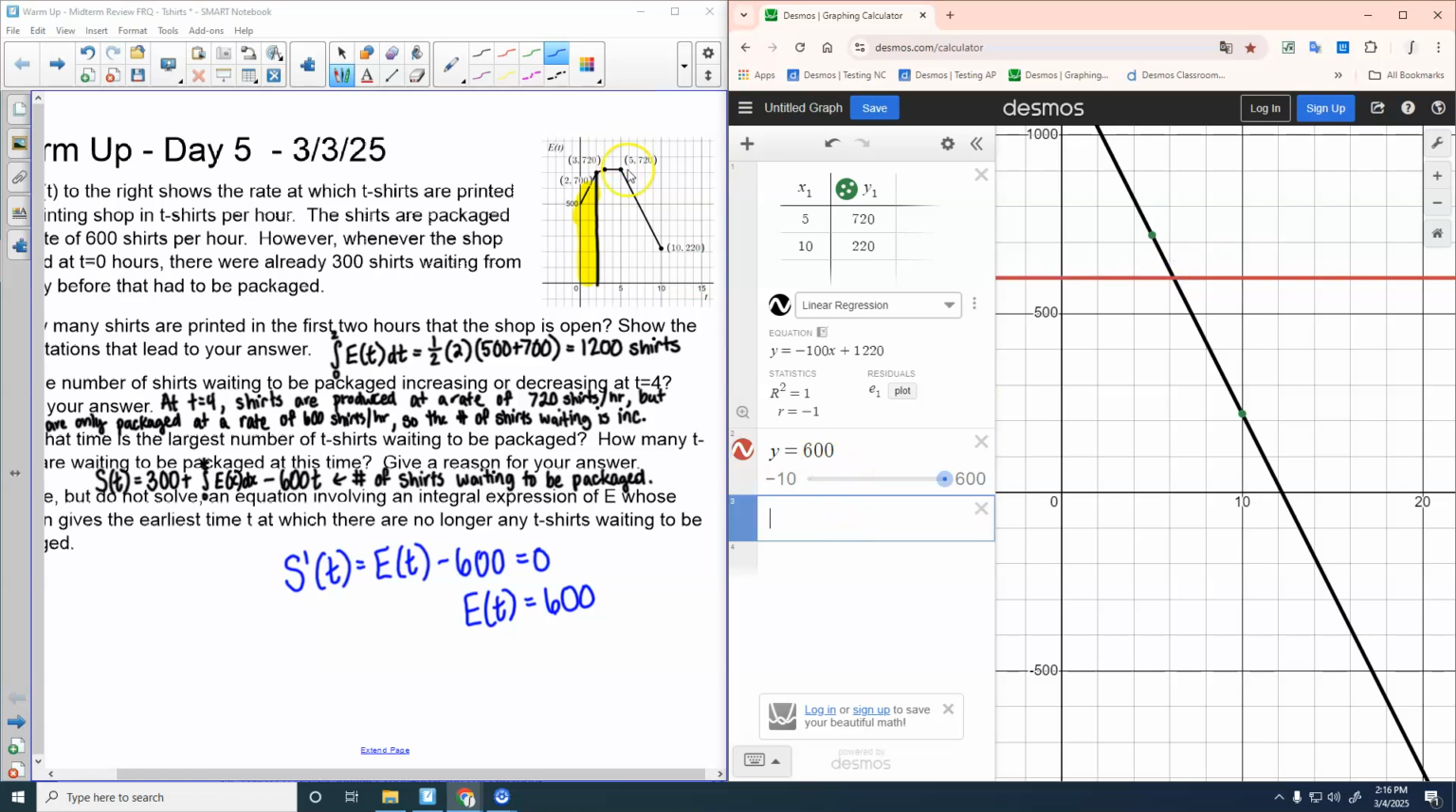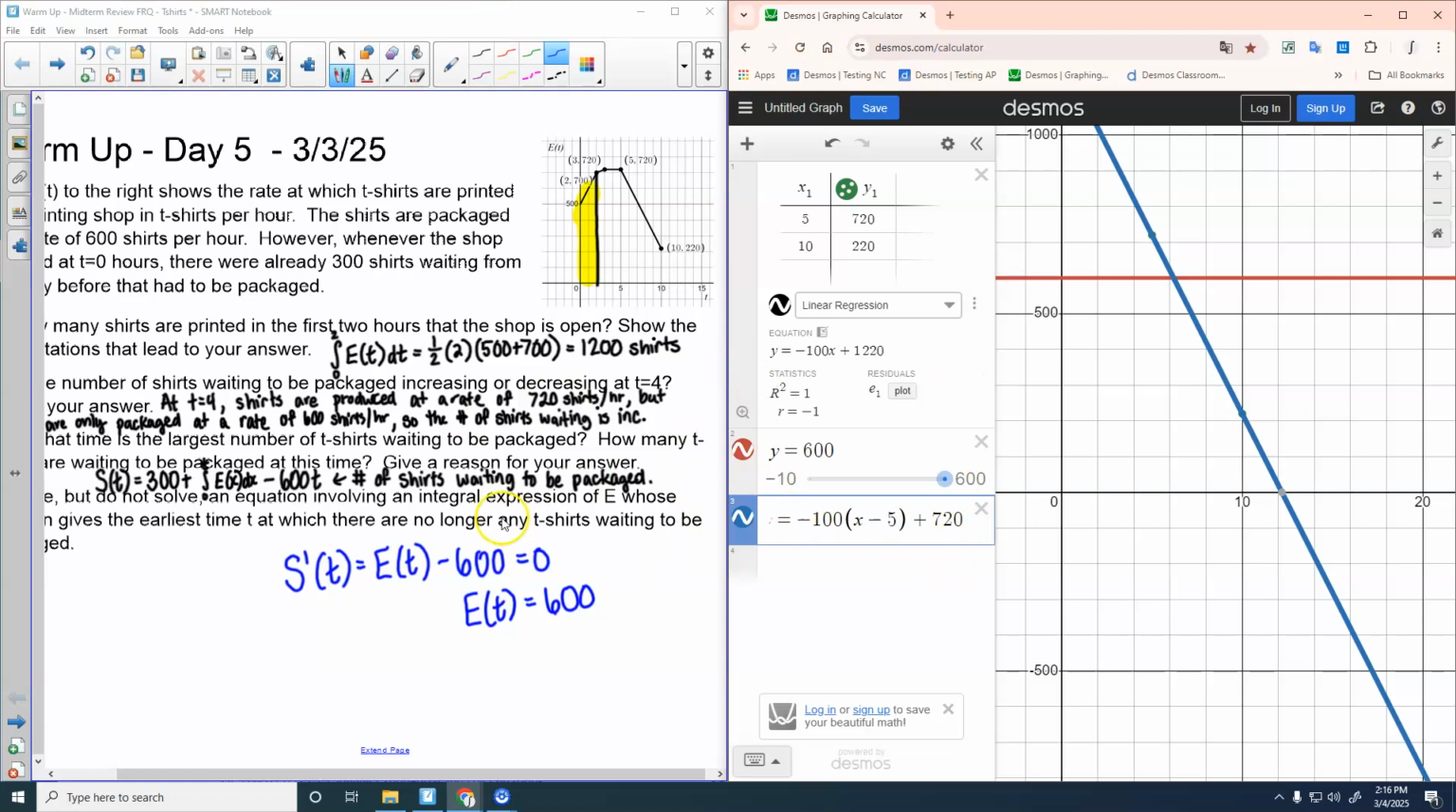Another way you could do this, the slope of that line is negative 100. And so you could use point slope form. You could say y equals negative 100 times, you can use either 5, 720 or 10, 220. So if I use 5, 720, it'd be x minus 5 plus 720. And that also gives you that equation of that line. That's another option for you there. Either one of those things will work.